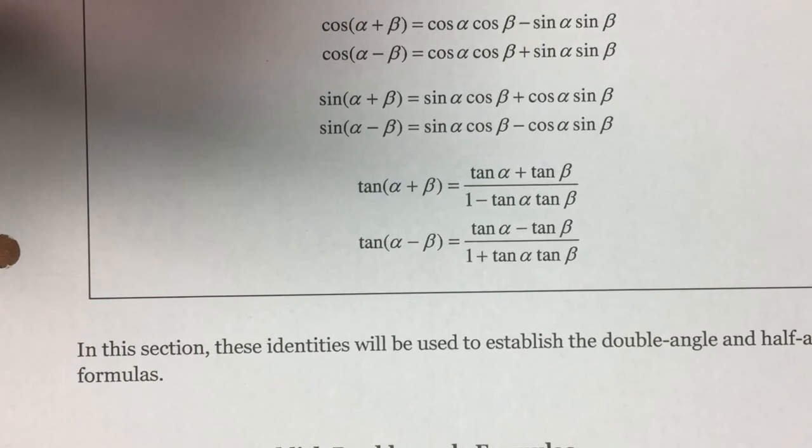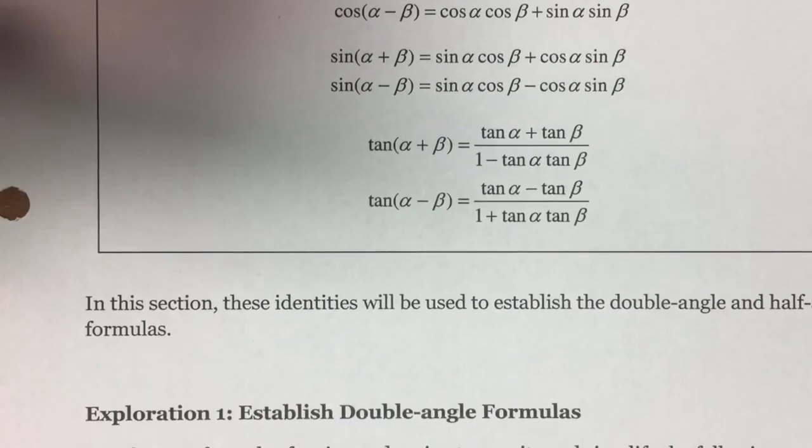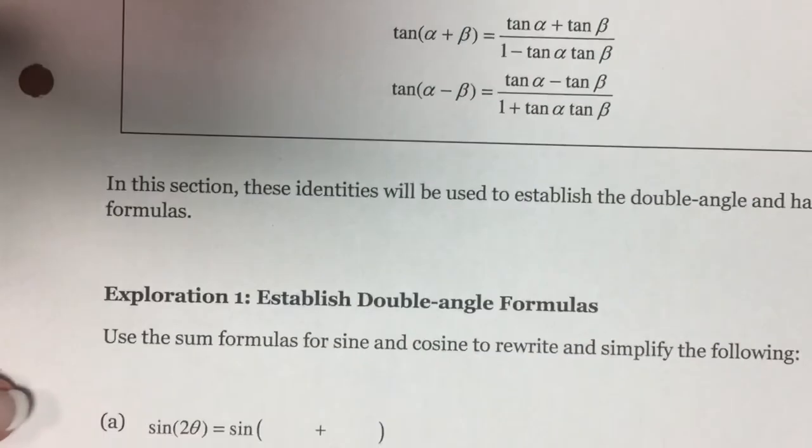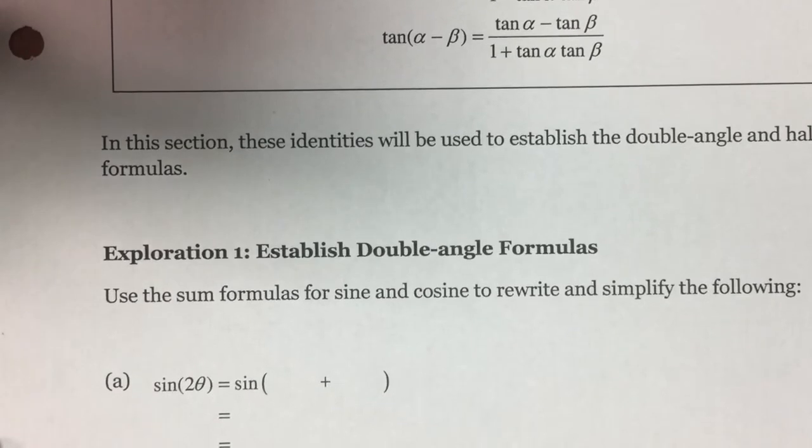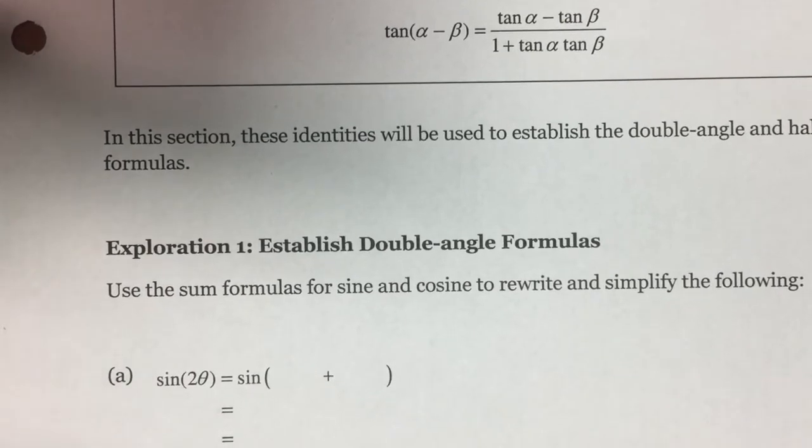This next set of identities is double angle and half angle identities. In other words, angles multiplied by 2, that's what double means, and angles divided by 2. Those are going to be your half angle identities. These don't take too long, so let's use this exploration to come up with the double angle formula that we're going to use.